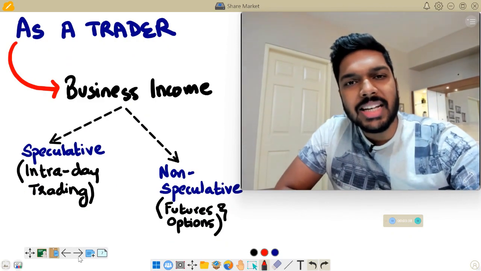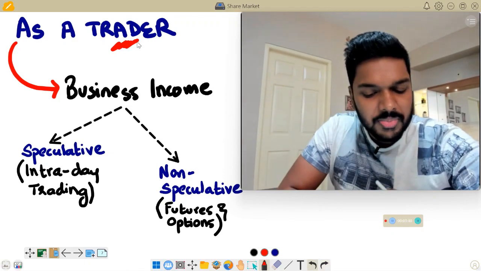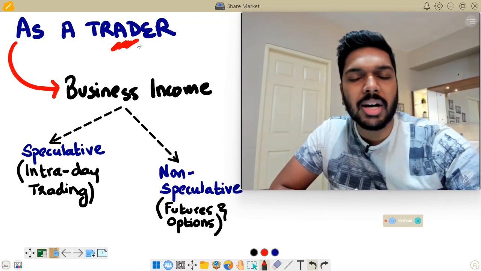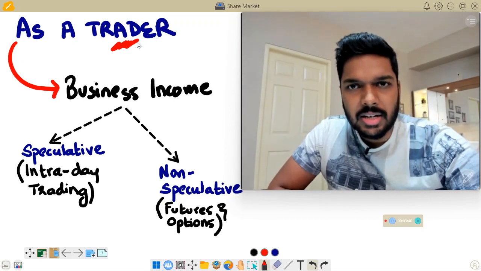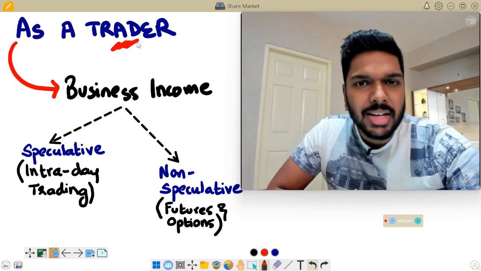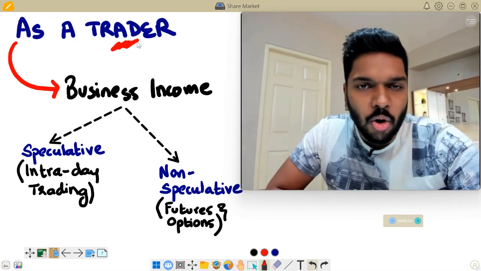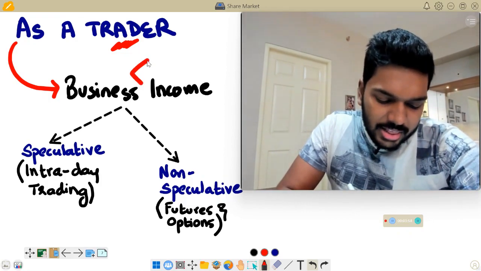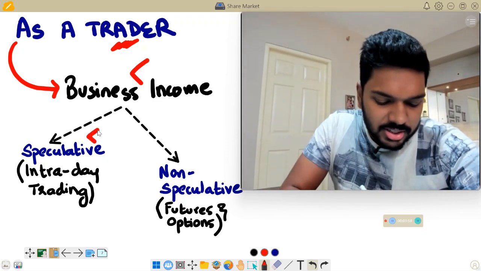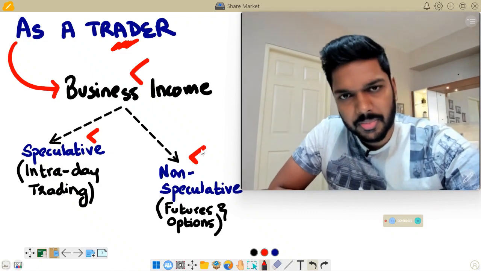Now, what happens when you deal as a trader? When you become a trader, your frequency of trades in the stock market increases. It becomes a primary source of revenue or income for you. It no longer is like your side income, it becomes your business or professional income. And therefore you have two types. From trading, you have speculative business and non-speculative business income.